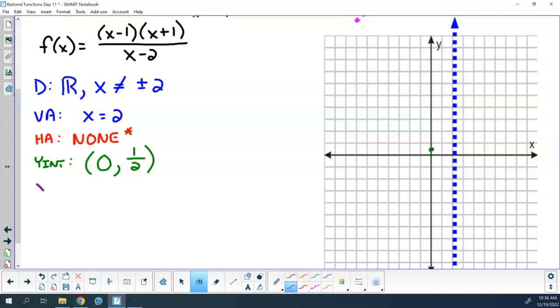X-intercepts is next. How do I find the x-intercepts again? Numerator equal to 0. So that would be x minus 1 equals 0. So that would be 1, comma 0. And x plus 1 equals 0. So that would be negative 1, comma 0.